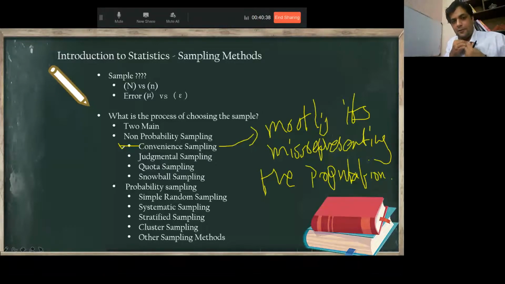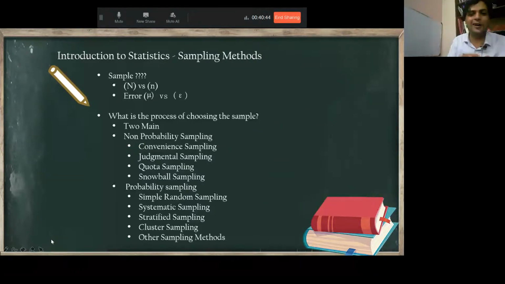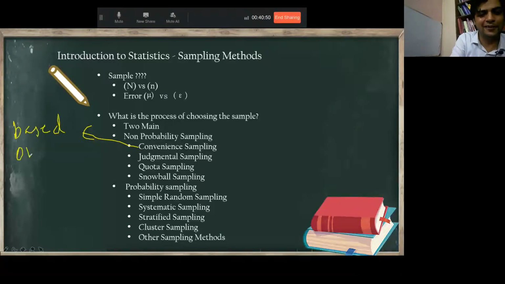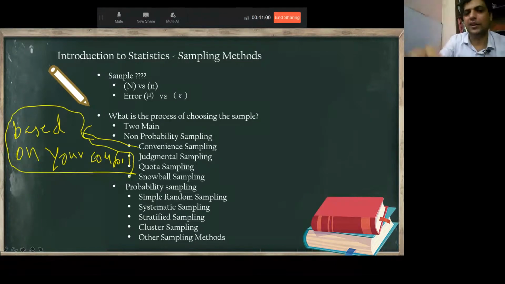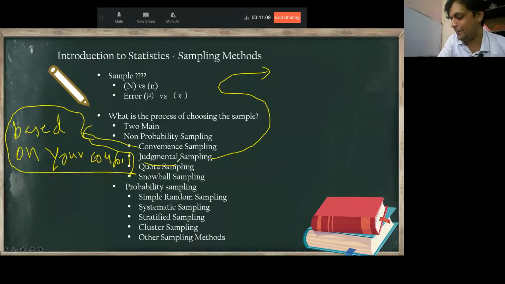Okay, so next is judgmental. Now you know convenience, right? Based on your comfort. That's convenience. Now let's see judgmental. What is judgmental? As from the name, it means you just judge by yourself that this is the right person to ask. But here, the person you are selecting is an expert, right? You're not selecting random people.